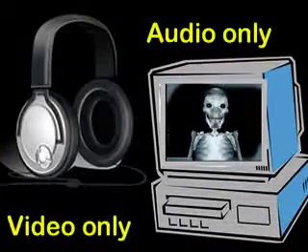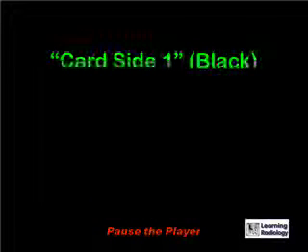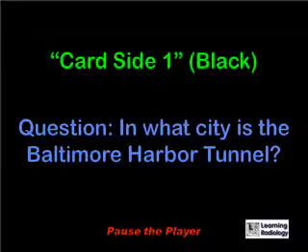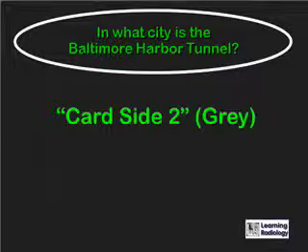This podcast can be used as audio only, video only, or both. The way this program works is that on side one of the card, which is black, there will be a question, like in what city is the Baltimore Harbor Tunnel? And then on side two, which is gray, there'll be the answer. Baltimore.